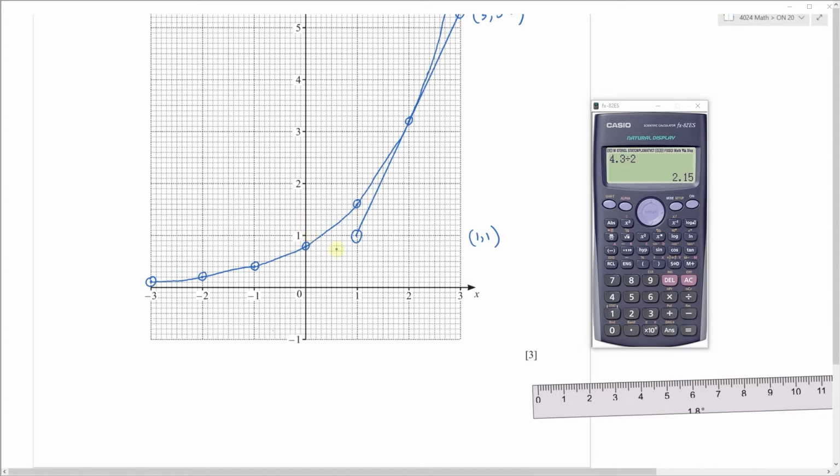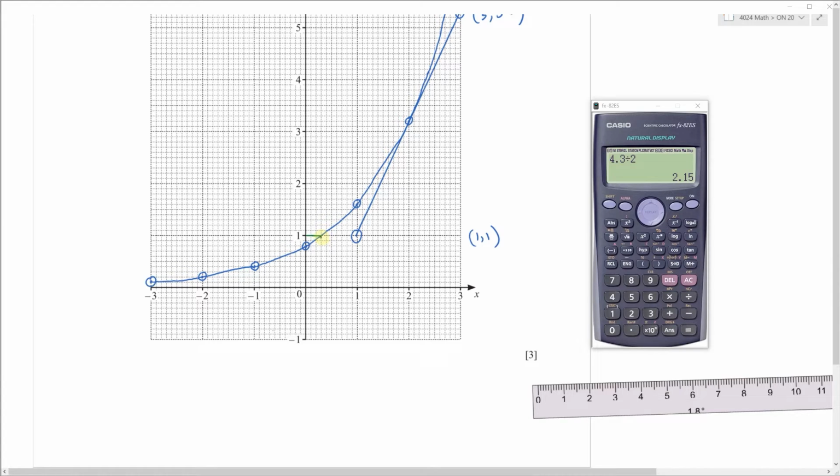So y equals 1 is this value. Let me draw a line here at y equals 1 and see where it intersects the curve. So it intersects at this point here.